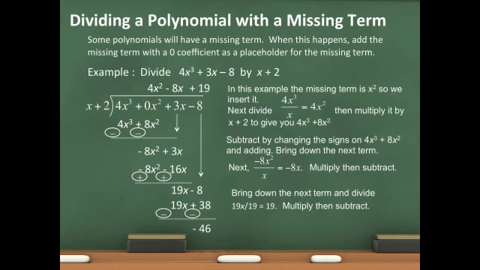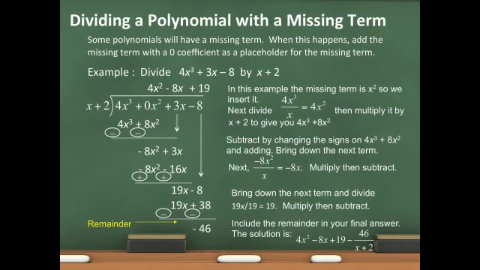Again, change signs and add. Notice this time we get a remainder of negative 46. Remember to include any remainders in your final answer. In this example, the answer is 4x squared minus 8x plus 19 minus 46 over x plus 2.